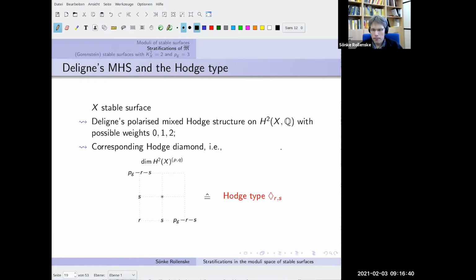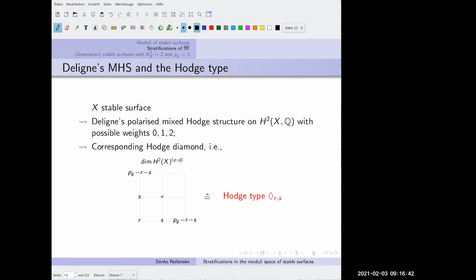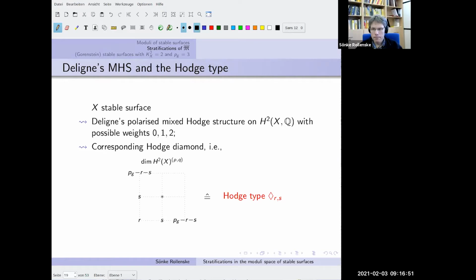Is there, how much of the Hodge data is recoverable from the stable surface on the boundary point? I'll come back to that. Okay.